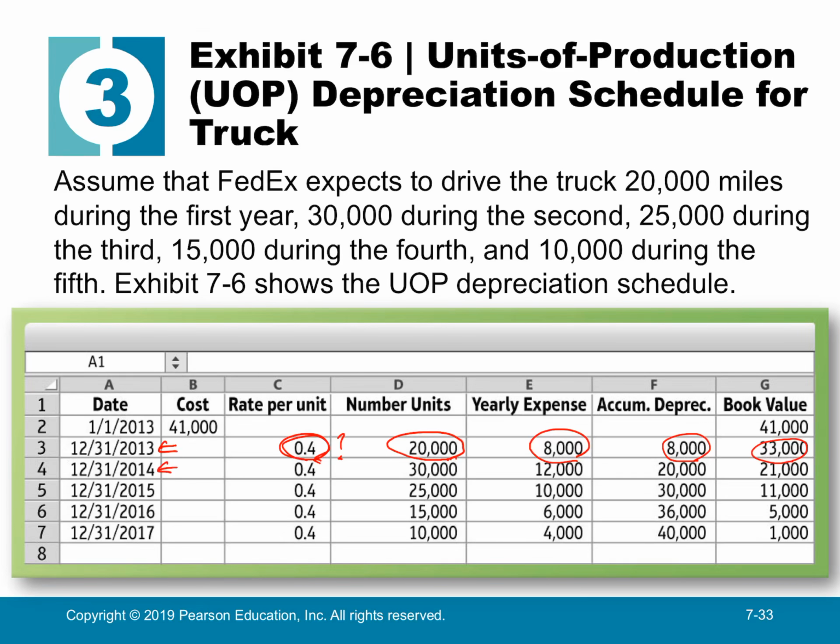Let's look at next year. Next year we use this truck for 30,000 miles, same 40 cents per mile. We have our yearly expense of 12,000. That gets us our accumulated depreciation of 20,000. Okay, that's the 8,000 here plus the 12,000 here gets us 20,000, and book value of 21,000. The original 41,000 minus accumulated depreciation of 20,000 is 21,000, and on and on. Again, study this. Make sure you feel comfortable with units of production.